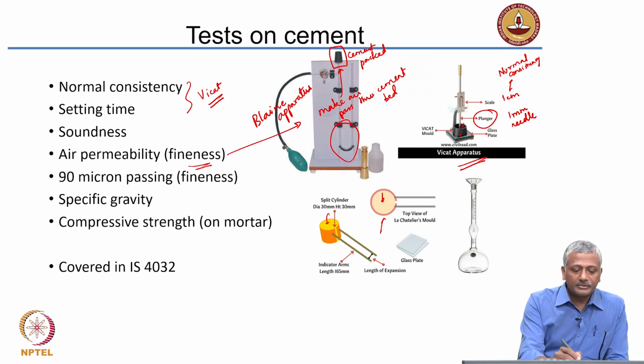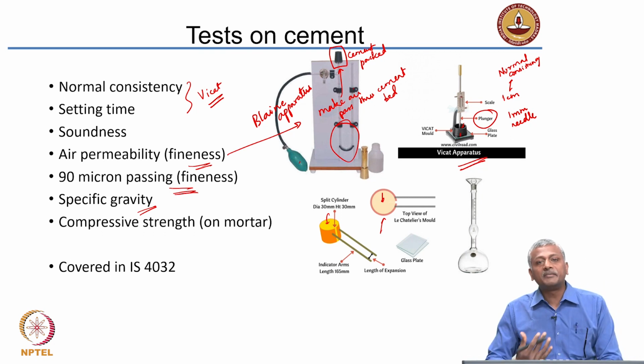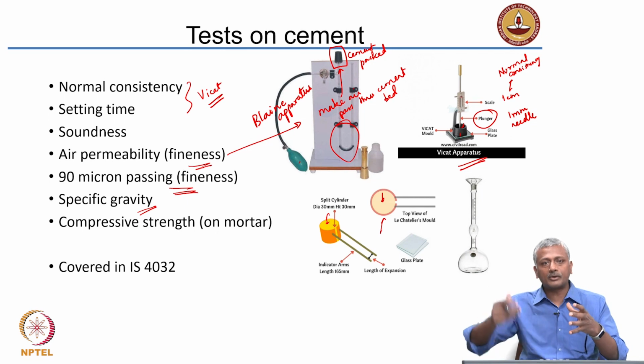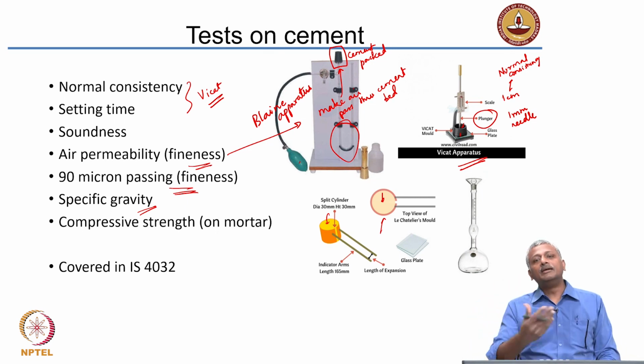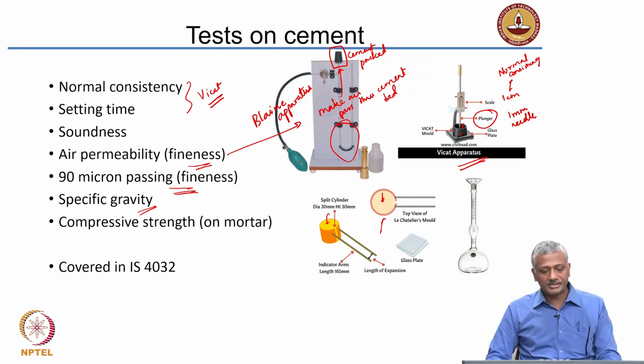Then you have the test for specific gravity. Sometimes fineness is also expressed in terms of the amount of material that passes through a 90 micron sieve. So just take a sieve of 90 microns, put your cement through, and the amount of material that is passing or retained on the 90 micron sieve can also be used as a measure of the fineness.